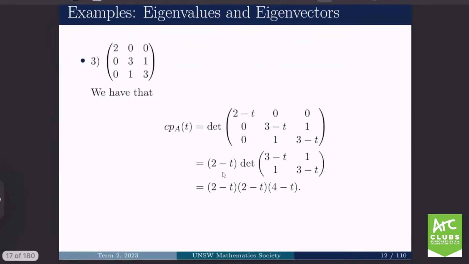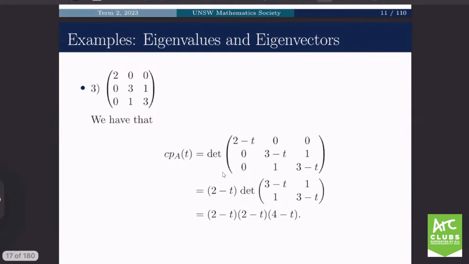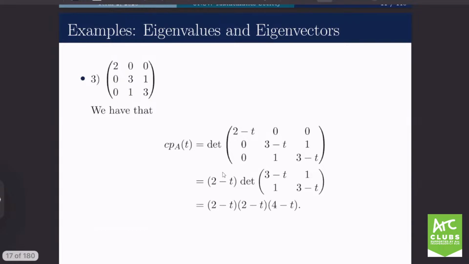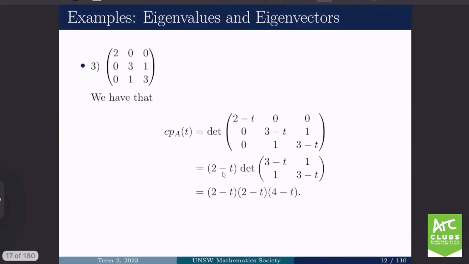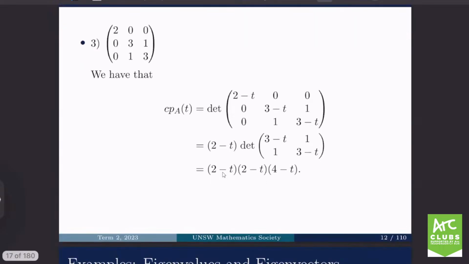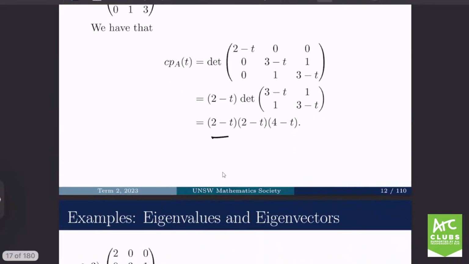All right, so let's move on to a 3 by 3 example. In this case, we'll actually find the characteristic polynomial, and it's fairly straightforward. We can find the determinant. First, we subtract t along the diagonal entries, and then we find the determinant. This matrix is not too bad because we have these zeros here that make it a bit easier for us. So our characteristic polynomial would be this.